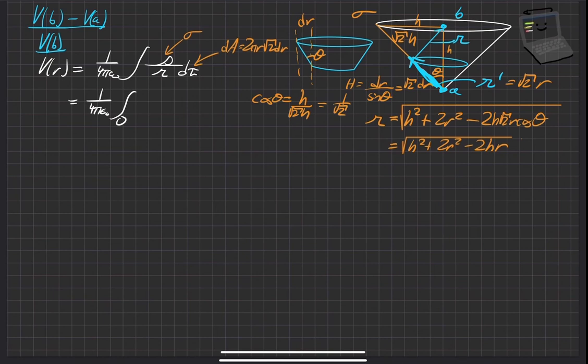And remember, we are just going to be varying the length of the radius and making these little rings until we get to the very top, adding up, integrating over all the contributions to the electric potential. So it's there. Sigma 2 pi r square root of 2 dr. And now we have our curly r.